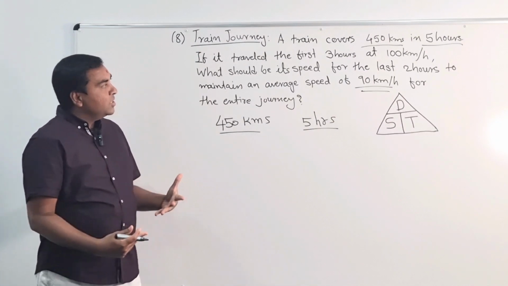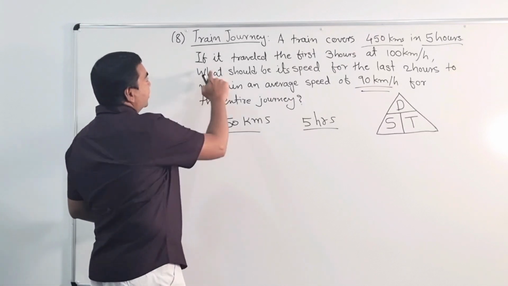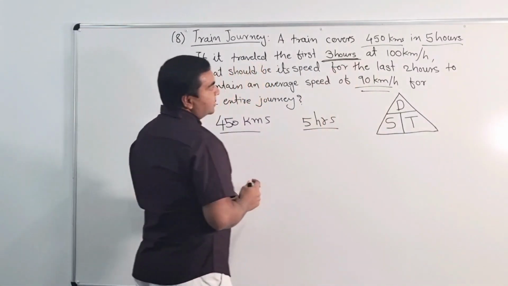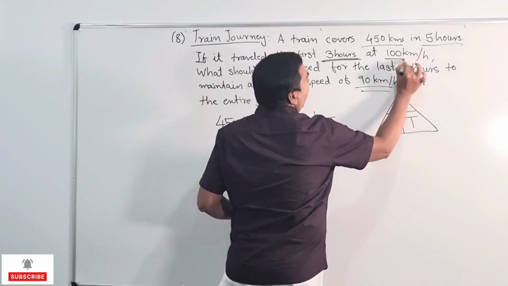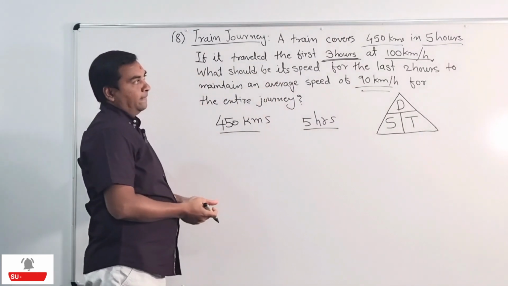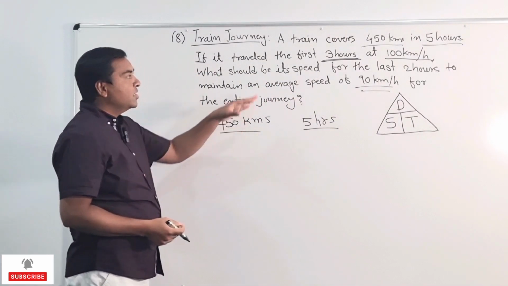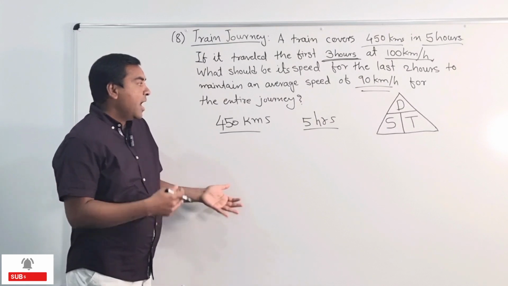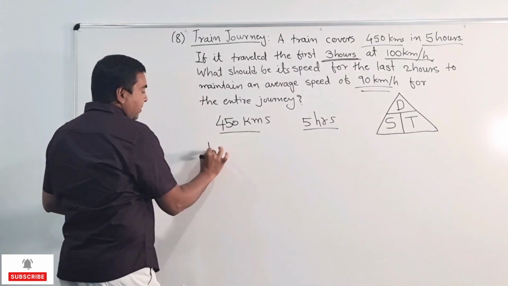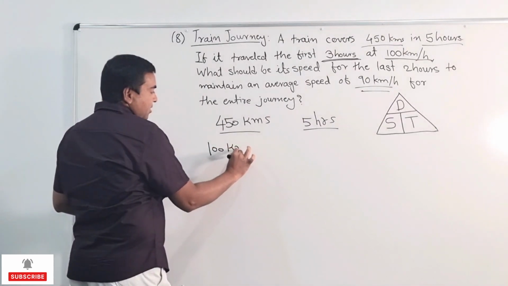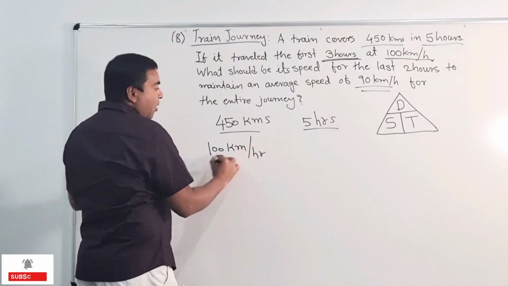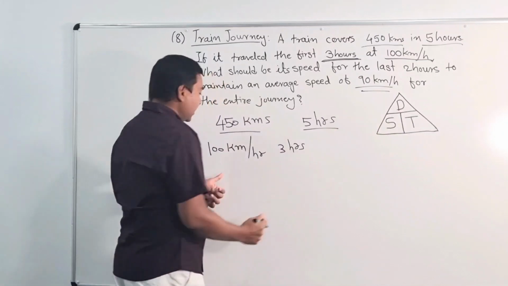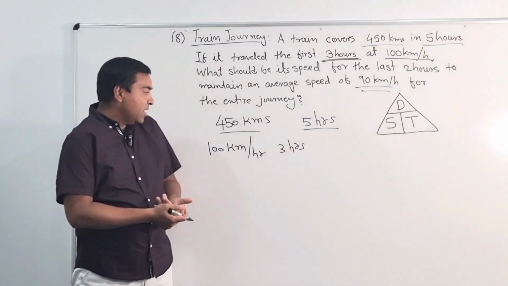Now they have given us some information about the first 3 hours. In the first 3 hours, guys, what is the speed? 100 kilometers per hour. So we are going to find out how much distance they will be traveling in the first 3 hours. I think it's quite easy. What is the speed? 100 kilometers per hour. And how many hours? It's 3 hours. We can use the formula, but I think that is so simple. We can do that directly as well.